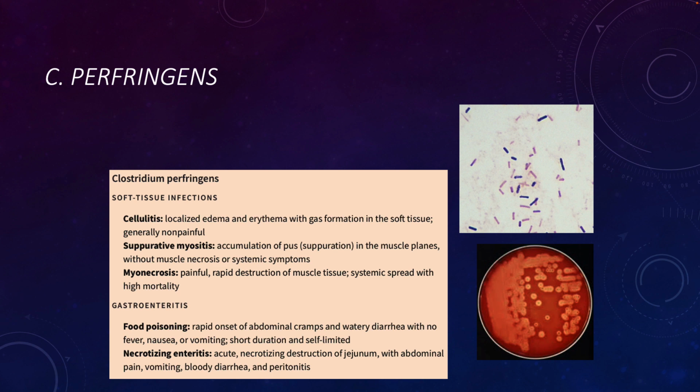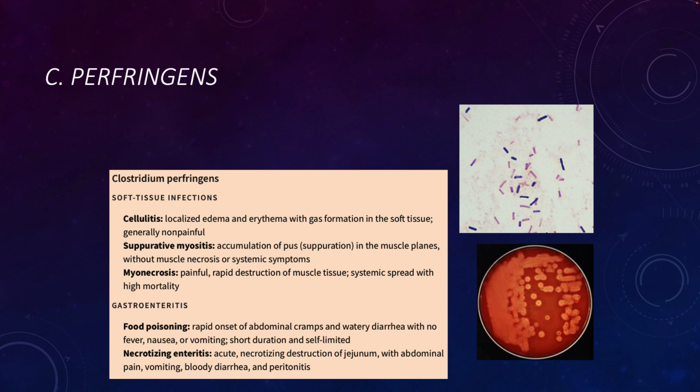It can also cause muscle infections where you'll have the accumulation of pus in the muscle planes. This is where there's no muscle necrosis or systemic symptoms. Or you could have myonecrosis, which is the really dangerous one. You have destruction of the muscle tissue and systemic spread.